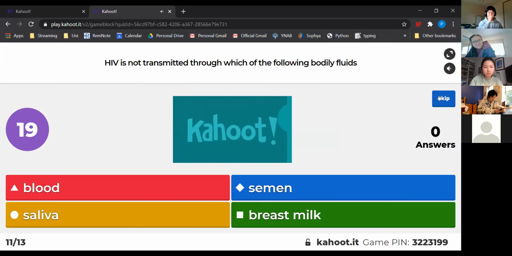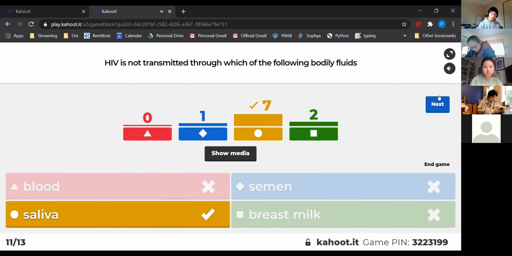Then I think this is the last proper question. Good. So HIV is normally transmitted through bodily fluids, but the one that is not transmitted through is saliva. All the other ones can allow for transmission.